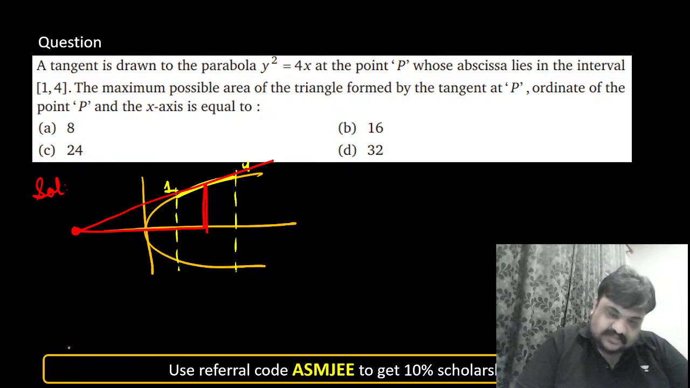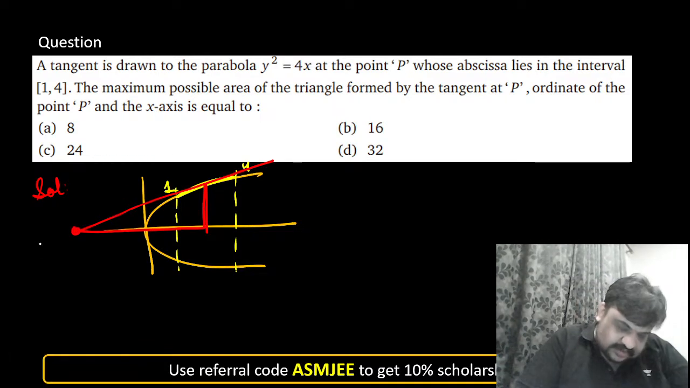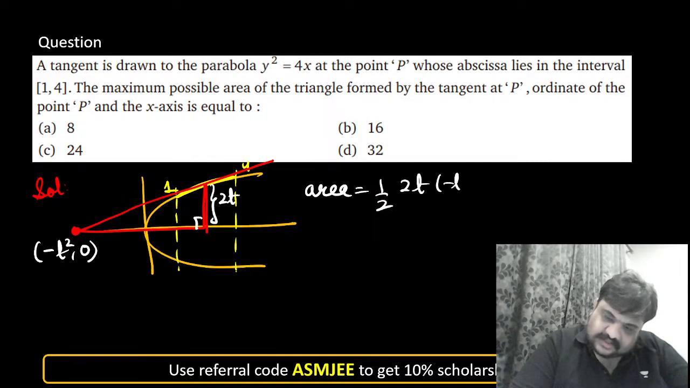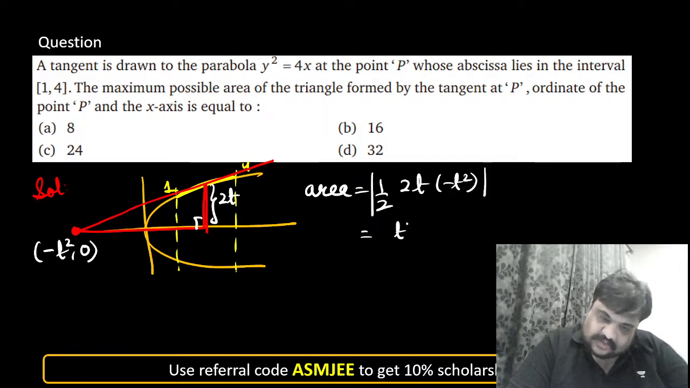So this point is very simple. This is minus t square comma 0. So minus t square comma 0. This height will be 2t. So area is half into 2t into minus t square with a mod. So which is t cube. Area comes out to be t cube.